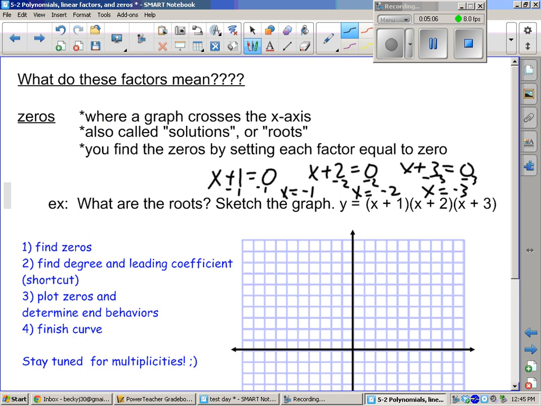All right, so we found the zeros. The next thing we have to do is find the degree and leading coefficient, and there's a shortcut way to do that.